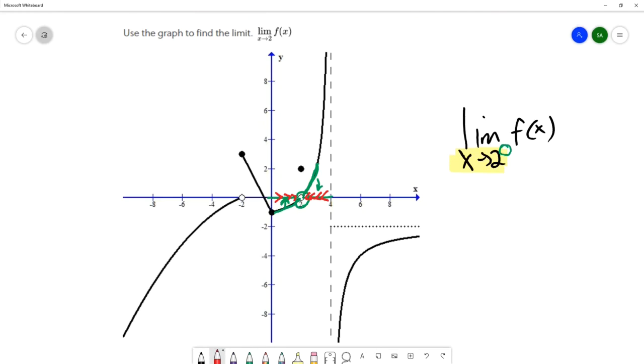I want to trace the graph going towards an x value of 2, so I'm going to trace this way from below and approach this way from above. As you can see, as I'm tracing the graph, I'm approaching the same y value from both sides. I'm approaching this spot right here on both sides of the graph, and that's a y value of 0. So this limit as x approaches 2 of f of x is 0.